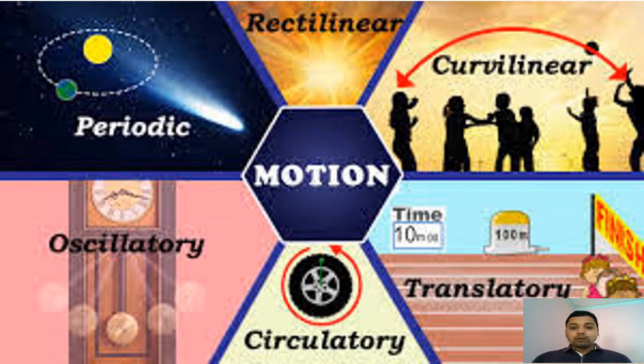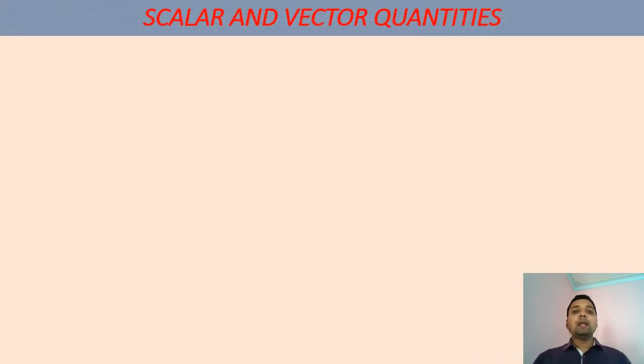Physical quantities are those quantities which can be measured directly by any instrument or that can be derived by using other quantities. So this physical quantity is again divided into two categories. One is scalar quantity, one is vector quantity.